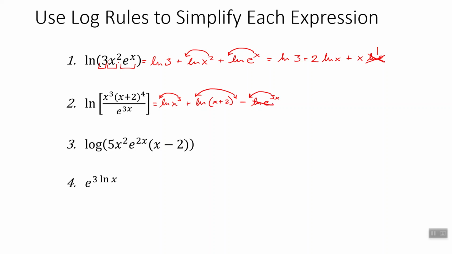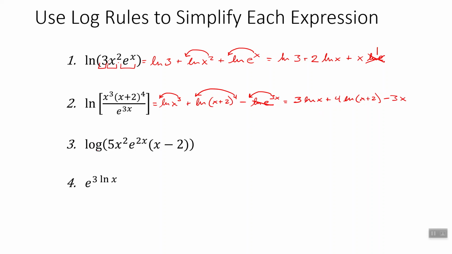Right here, we're going to be left with ln of e. That's going to cancel. So we're just going to have 3x from that last term. So we're going to have 3 natural log of x plus 4 natural log of x plus 2 minus 3x. And there's our answer. Simplified, just one term inside each log.